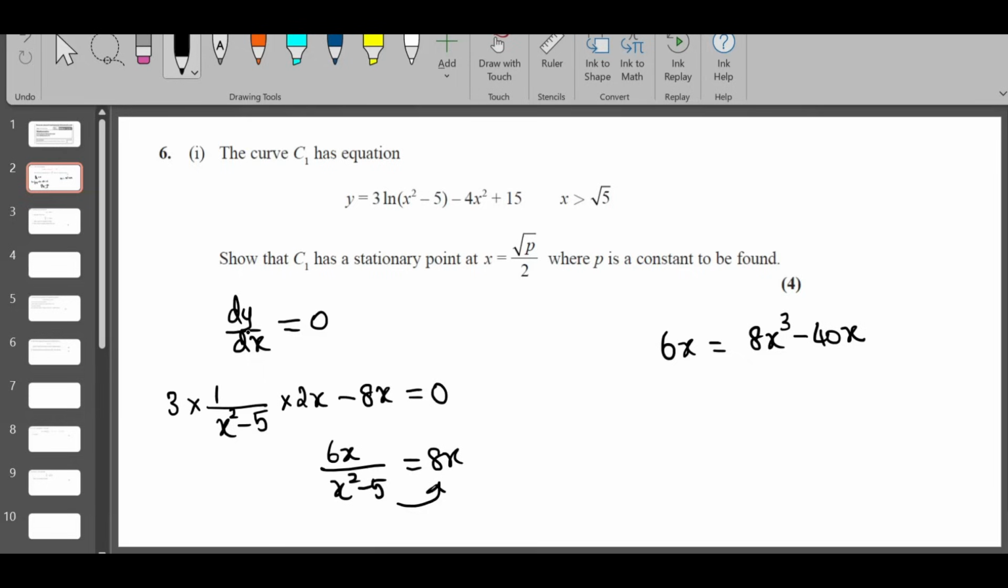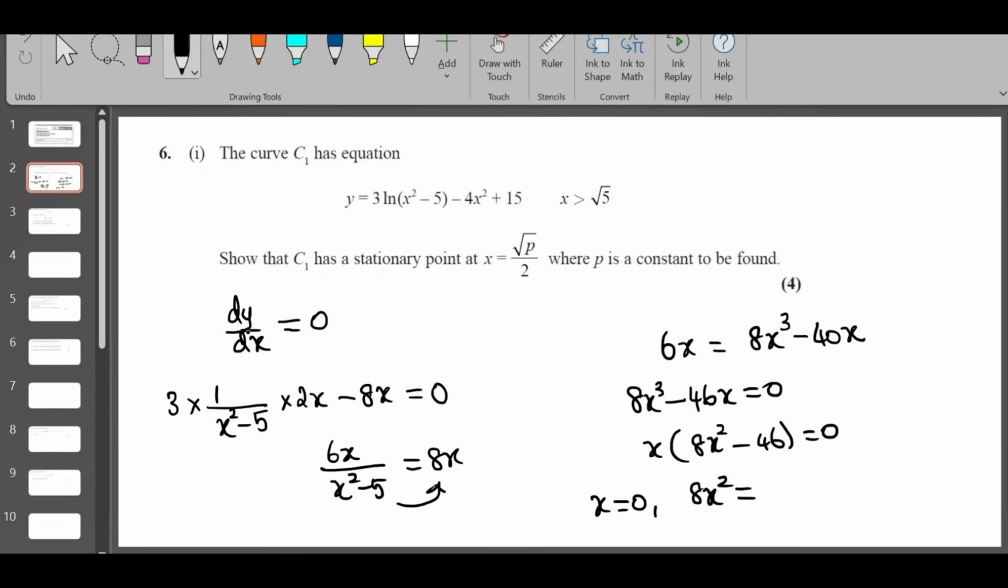Put everything on one side and solve for x. So you will get 8x cube minus 46x is 0. Take x as a common factor. x times 8x square minus 46 is 0. So x is 0. That's the x coordinate of one of the stationary points. And then 8x square is 46. x square is 46 over 8, which is 23 over 4. So x is going to be plus or minus square root of 23 over square root of 4.